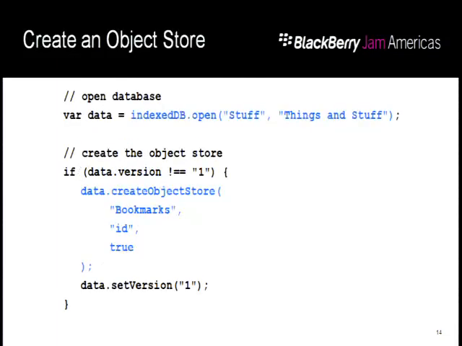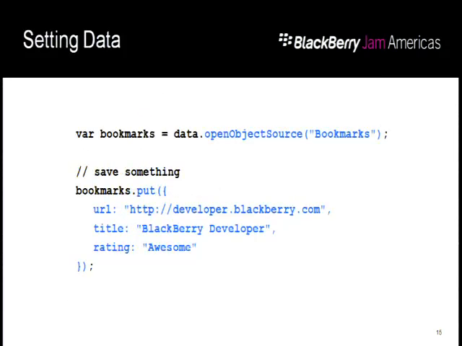For people who have familiarity with SQL, think of bookmarks like a table. ID is the primary key, and it's an auto-increment kind of spec here. And then stuff is the name of the database. Yeah. You could create more than one object store within the database. So once you have one, you can open up bookmarks.